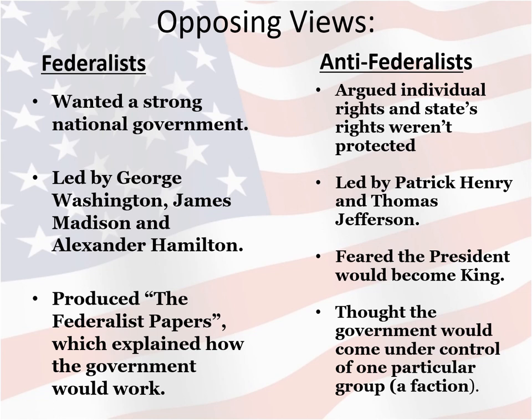And going back to the Anti-Federalist side, like I mentioned earlier, they were very frightened the president would become a king and that the government would come under control of one particular group or faction, and then it would turn into an oligarchy, essentially, one small group controlling everything, not allowing for other viewpoints or other people to have a say in the government.